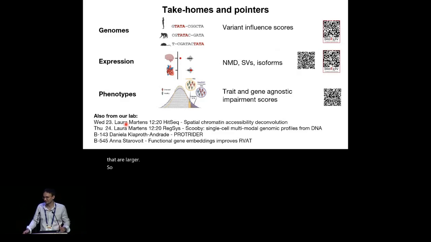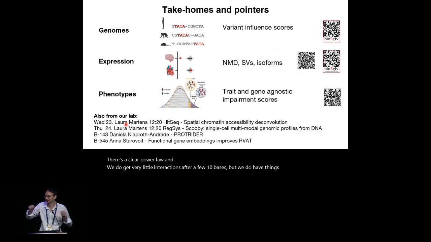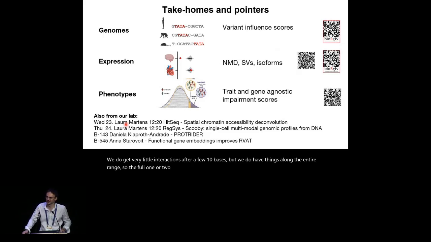That's one aspect. The other aspect is, beyond what they can technically capture, what they actually manage to capture. We've done a bit of study of how these things decay as a function of distance. There's a clear power law, and you get very little interaction after a few tens of bases. But we do have things along the entire range, the full 1 or 2 kb that can be captured. We have, for example, examples of donor sites and acceptor sites of introns that are captured.